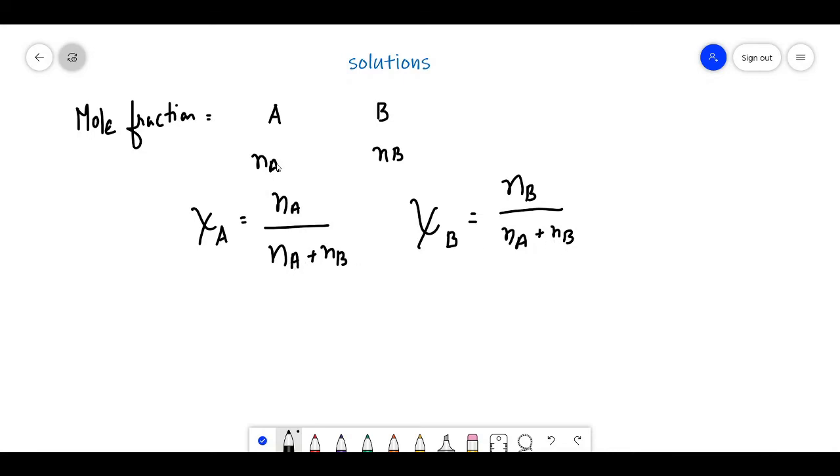If A is solute and B is solvent, and the mole fraction of solute is asked, then it is solute by solute plus solvent. If the mole fraction of solvent is asked, then it is the number of moles of solvent by solute plus solvent. This is about mole fraction.